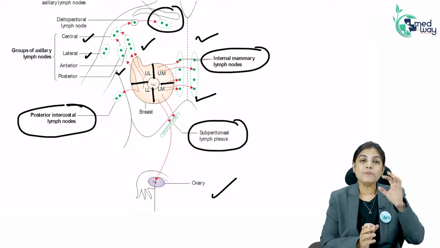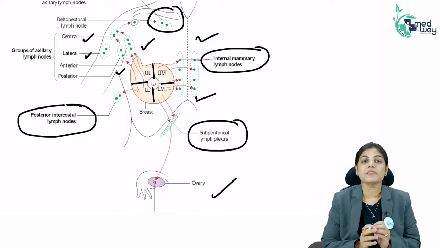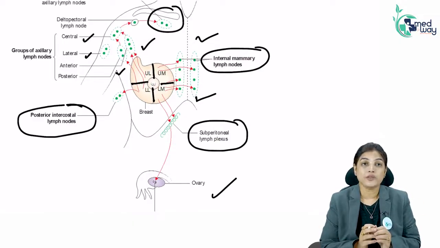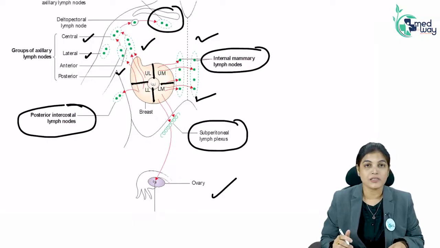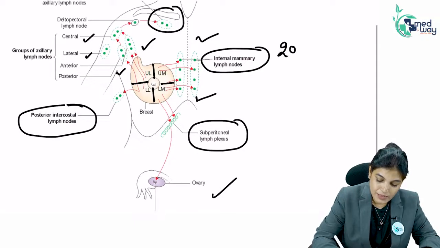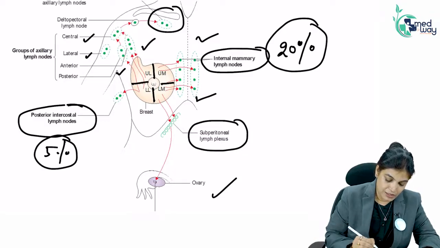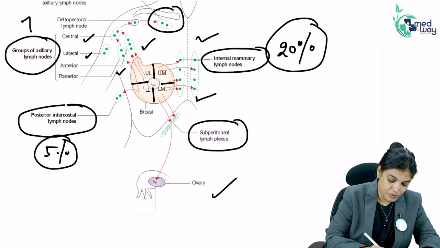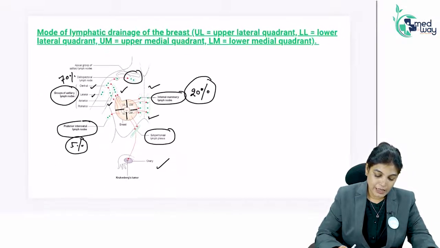If I talk about the major lymphatic drainage, approximately 70 to 75% drains into the axillary group of lymph nodes, 20% drains into the internal mammary, and 5% drains into the posterior intercostal group of lymph nodes. So 20% of lymphatics drain into internal mammary, 5% to the posterior intercostal, and major axillary lymph node drainage is 70 to 75%. So done with this.